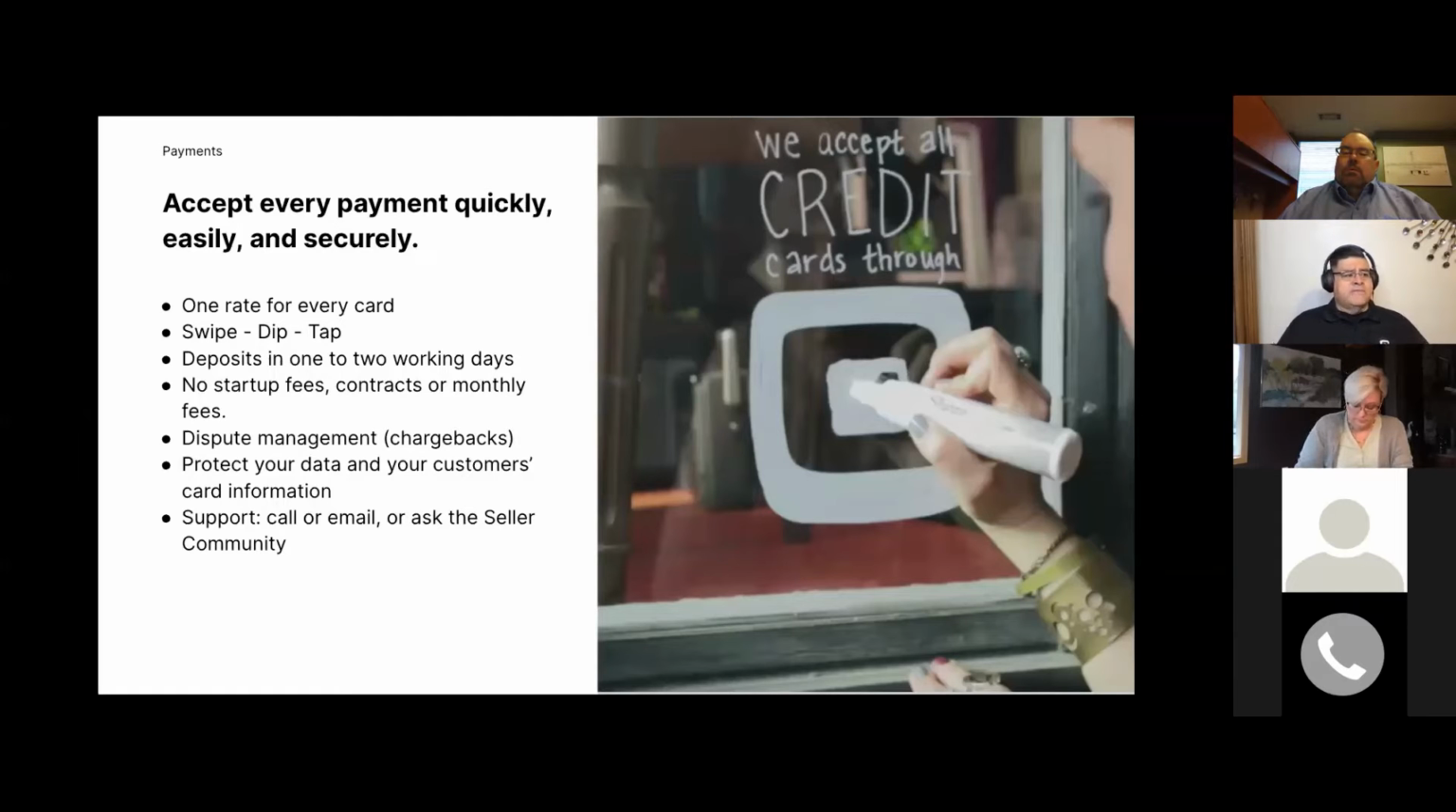And so you can see here some of the features of just accepting payments with Square. One rate for every card. That was pretty revolutionary at the time, where, as you know, if you had a traditional type of credit card terminal, depending on the type of card, your rate would vary. So if someone had a rewards card, your rate was much higher. So the company could then pay off those rewards, but they paid it off because they collected a higher rate from the business owner. And it's the same for every swipe, dip, or tap. So again, no different fees there.